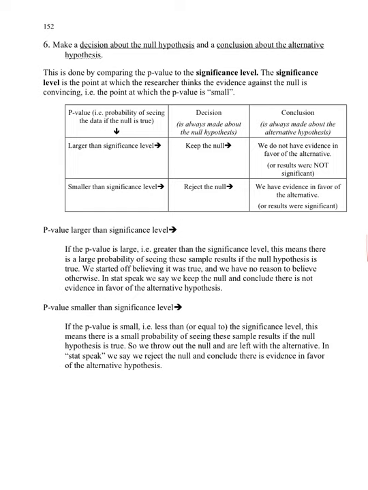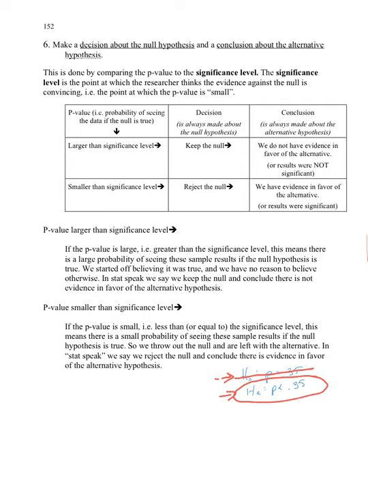On the other hand, when the p-value is smaller than the significance level, that means there's a small probability of seeing those results if the null hypothesis is true. So that gives us evidence against the null hypothesis. And if we throw out the null, what we're left with is the alternative hypothesis, because we only have these two choices. We're either going to keep the null or we're going to decide we have evidence in favor of the alternative.